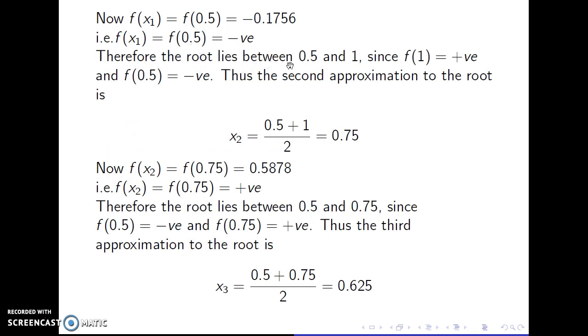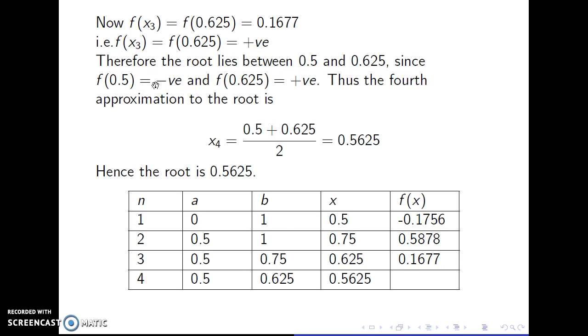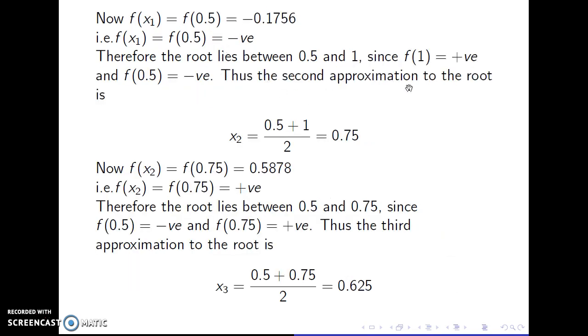So the root lies between 0.5 and 1, because f of 1 is positive and f of 0.5 is negative, and thus the second approximation to the root is x2 equal to (0.5 + 1)/2. So x2 is equal to 0.75. Now f of x2 we get positive, 0.5878. So f of x2 is positive, therefore the root lies between 0.5 and 0.75.